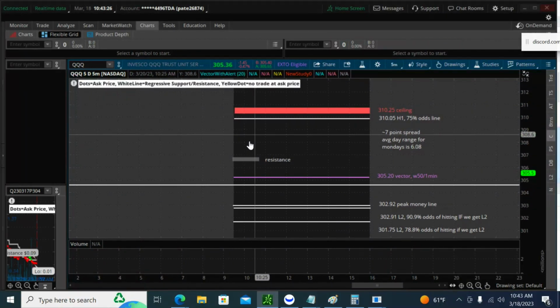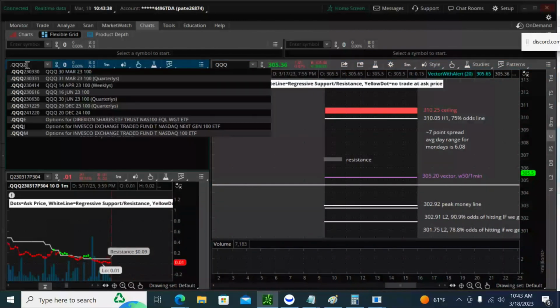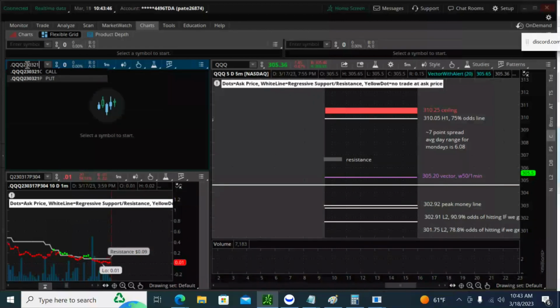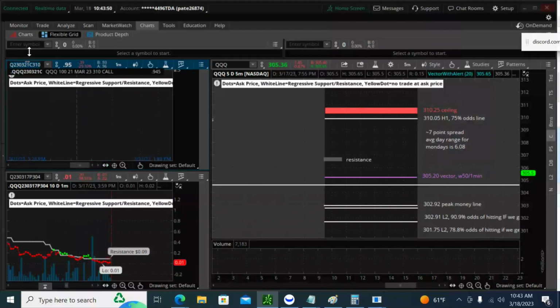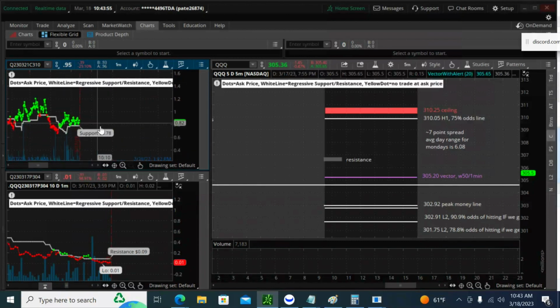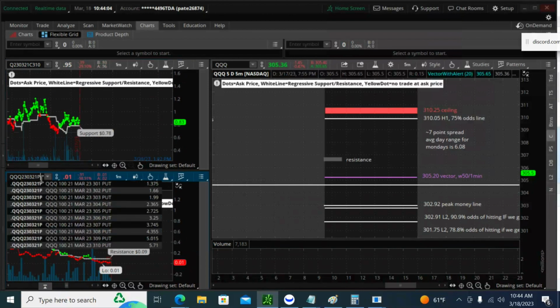Since we have this, that lets me do the other thing. I can now figure out what contracts are most relevant. QQQ. What is it? 310 call. And then I can bring in the QQQ. What's our 302, L2, 303?